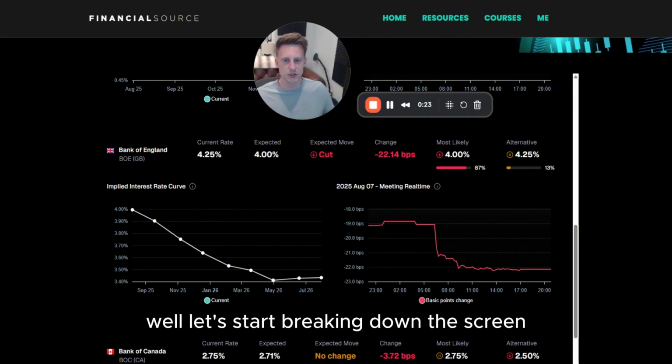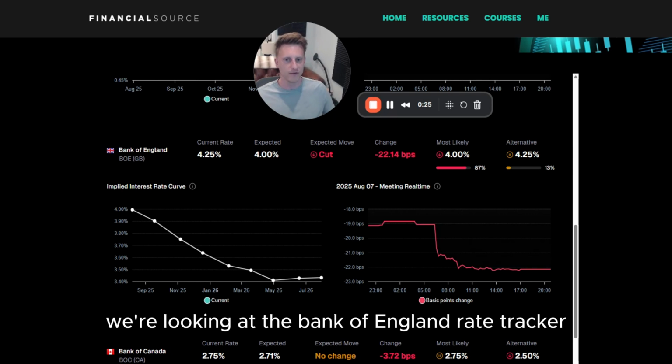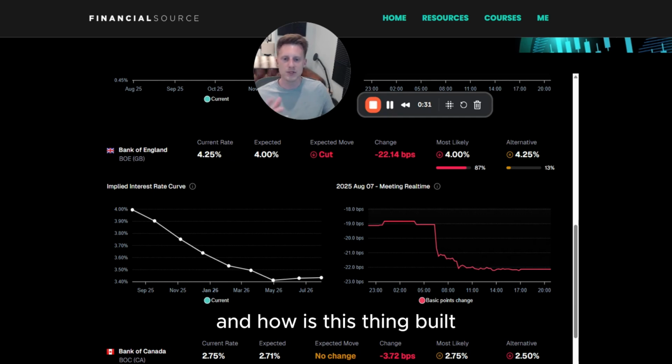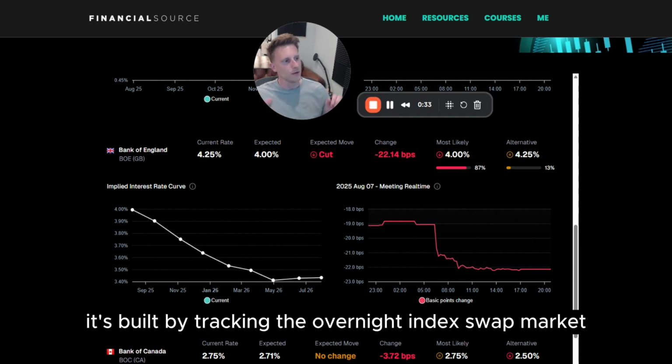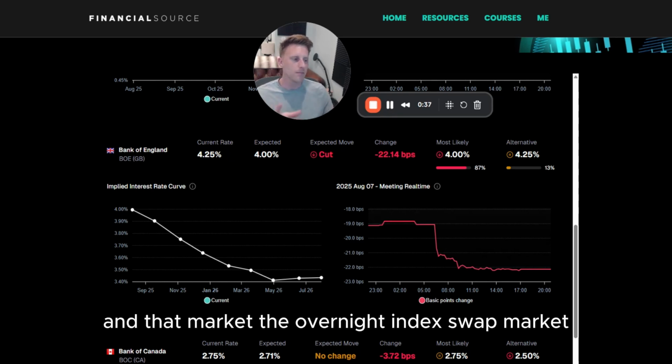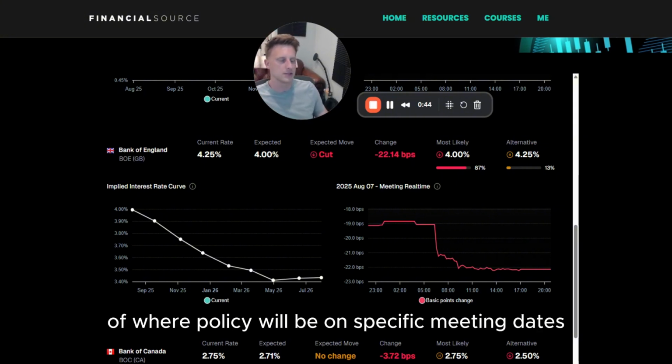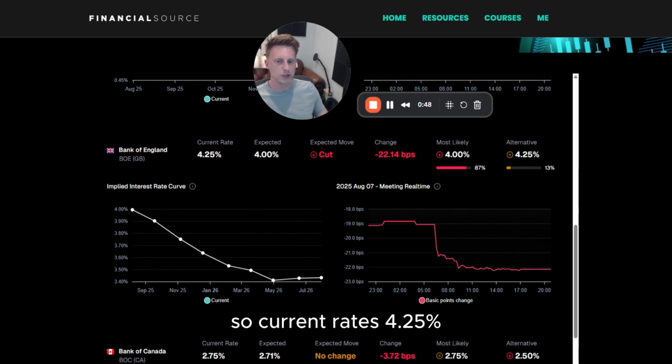So what are we looking at? Well, let's start breaking down the screen. We're looking at the Bank of England rate tracker, and you can see here this is the current rate, 4.25%. And how is this thing built? Well, it's built by tracking the overnight index swap market. And that market is where traders express an expectation of where policy will be on specific meeting dates.